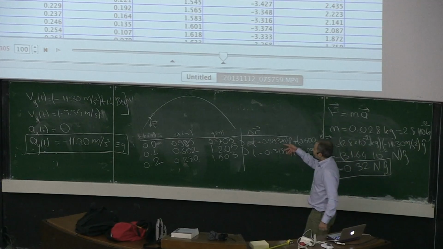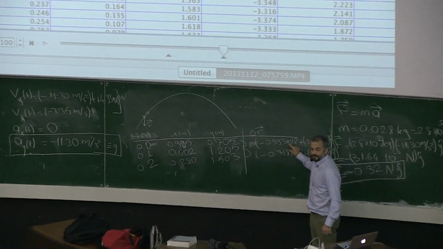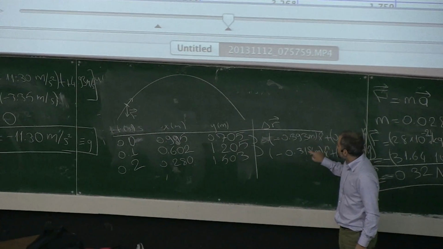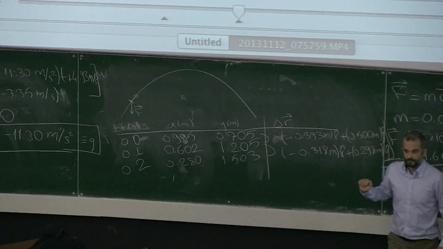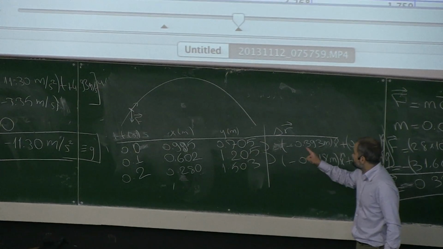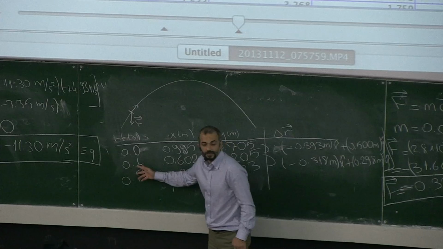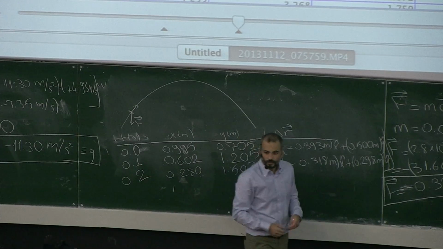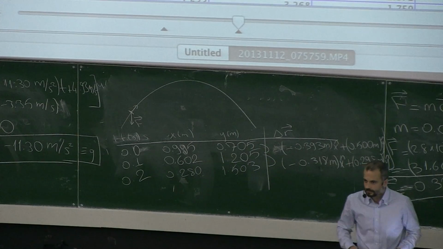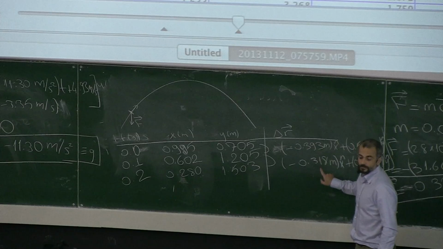Now you see, the difference in the x coordinate between these two times is 8 centimeters. The time interval is the same. So if it's a motion with constant velocity, these two should be equal.